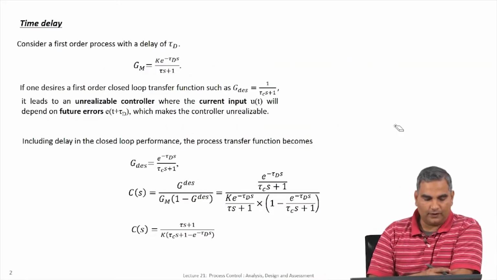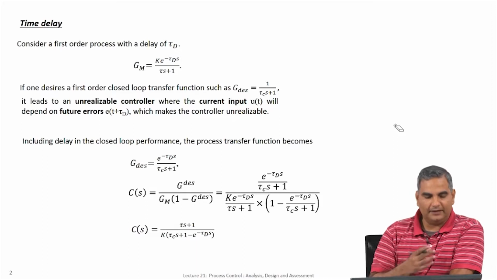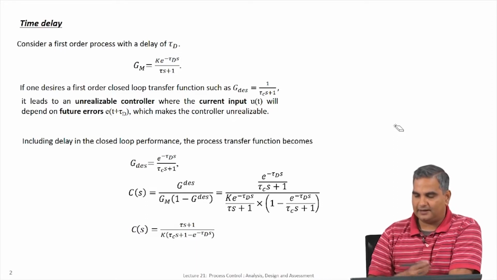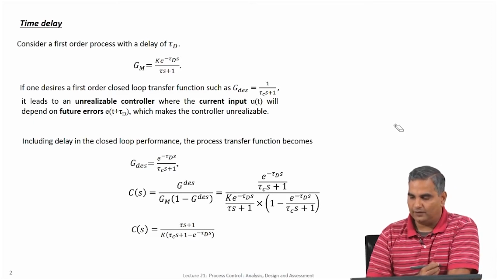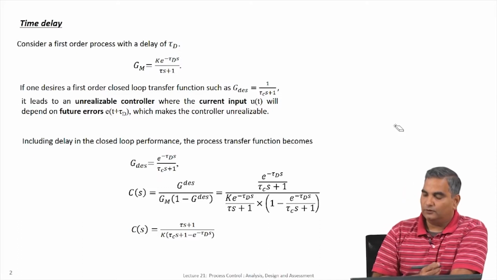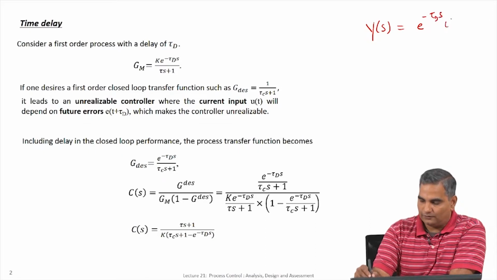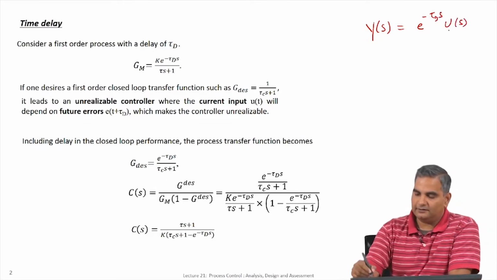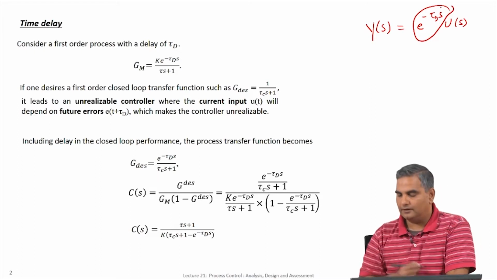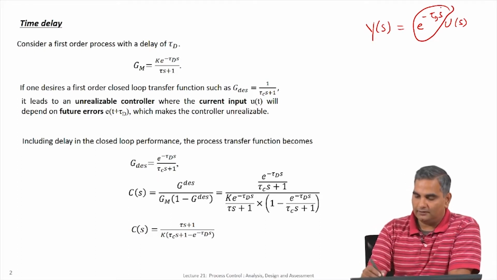Before I describe the time delay in a transfer function, let us first understand how the functional form looks and how you go from time to Laplace domain when I have this time delay term. If I simply write y of s equals e power minus tau d s times u of s, then this is the time delay term in the Laplace domain, and we call this tau d the time delay.